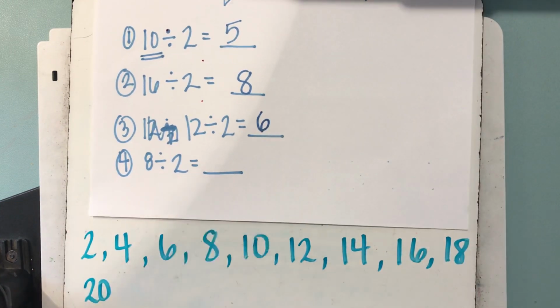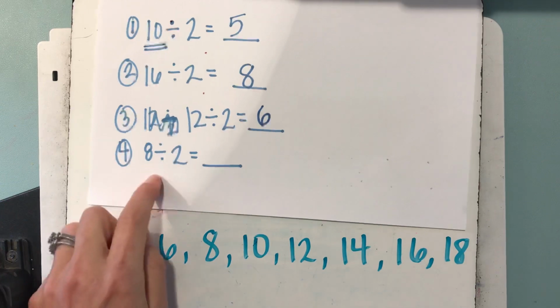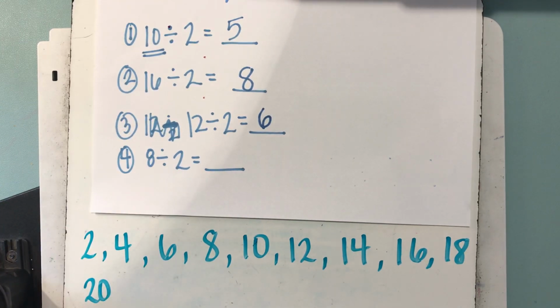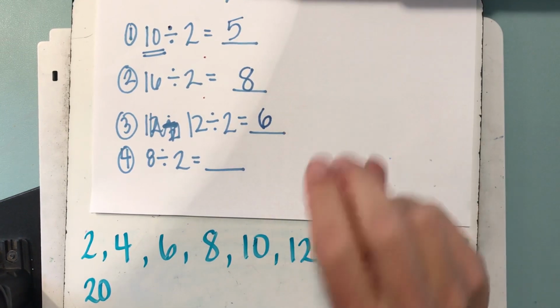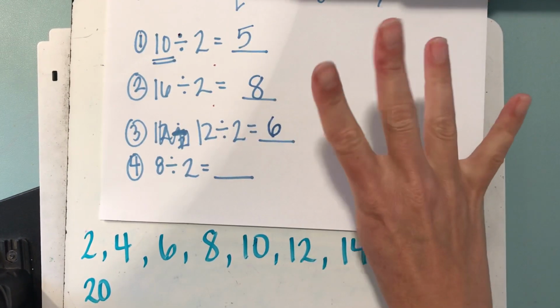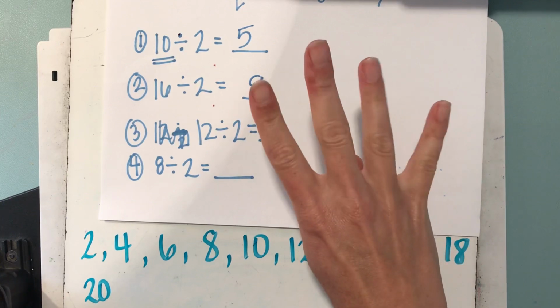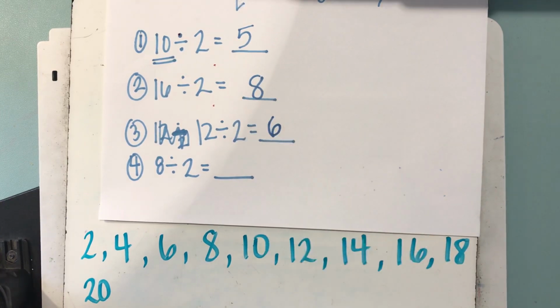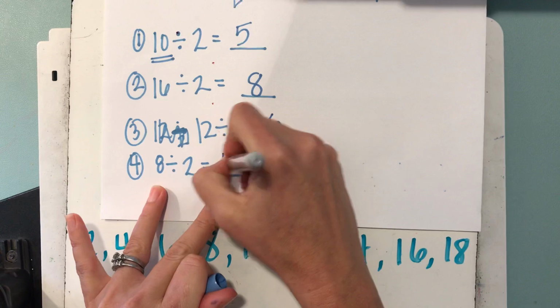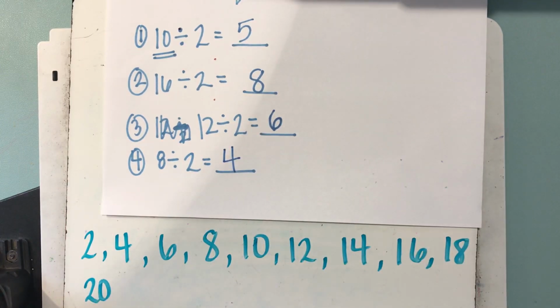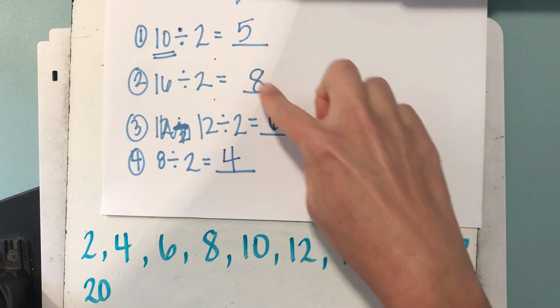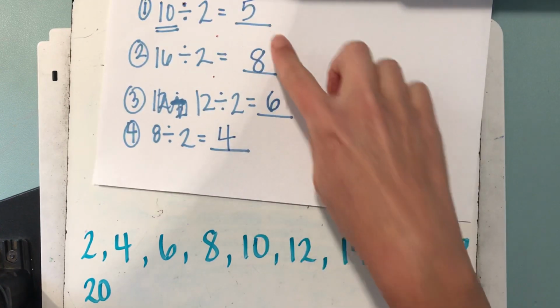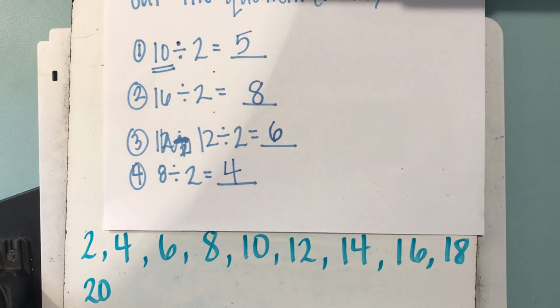And my last one. Try that, pause the video, and try this one on your own. See if you get it right. 2, 4, 6, 8. How many times did I skip count? 4 times. All right, so this is a strategy, right? We can skip count to help us figure out the quotient of a division problem.